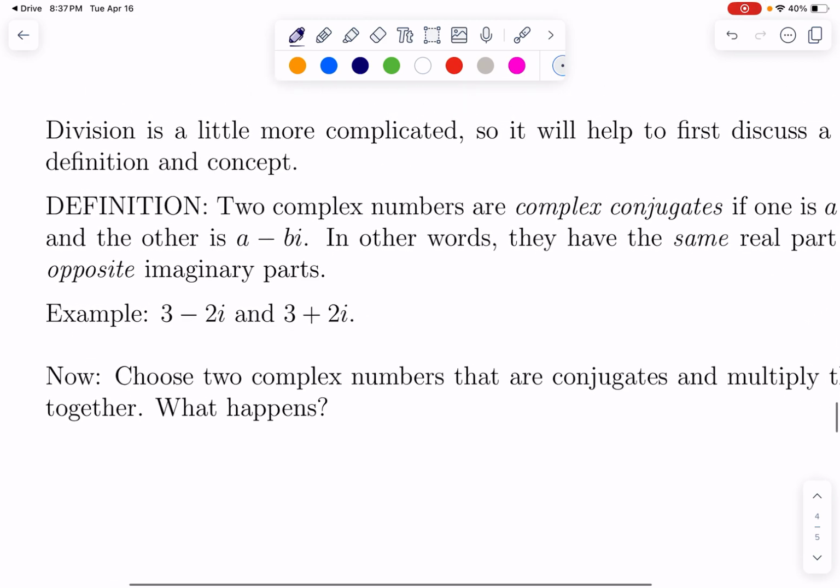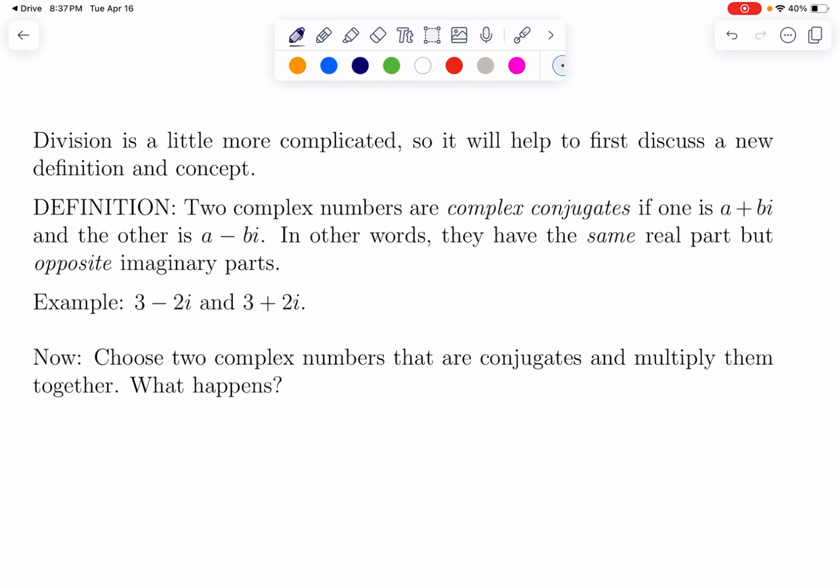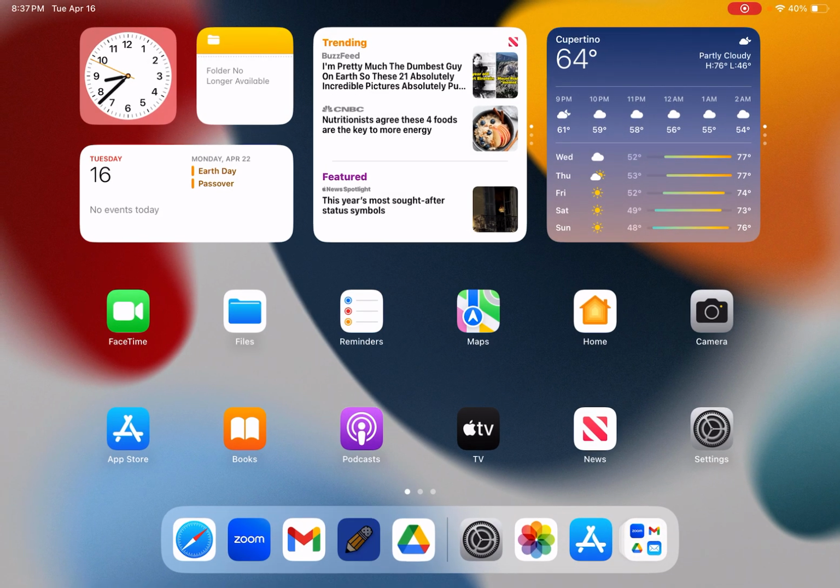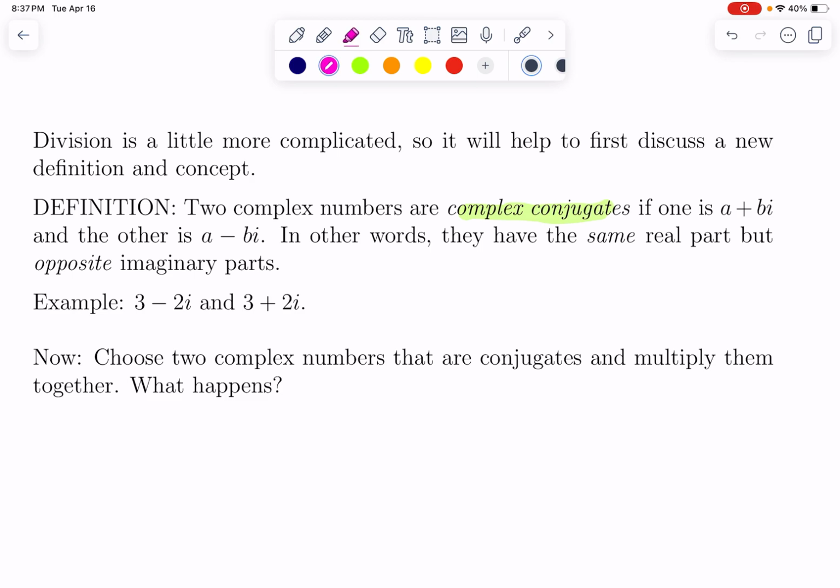Now, division is a little more complicated, so there's something we need to talk about. By definition, complex conjugates are a pair of complex numbers where one of them is a plus bi and the other is a minus bi. So they're almost the same. They have the same real part, but they have opposite imaginary parts. So this would be an example, 3 minus 2i and 3 plus 2i. The 3 is exactly the same. The real part is exactly the same. But the imaginary parts have one positive and one negative.